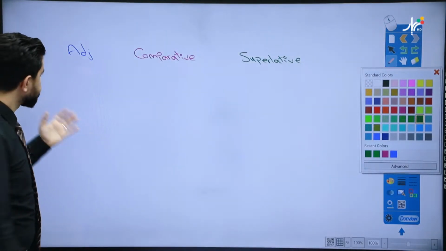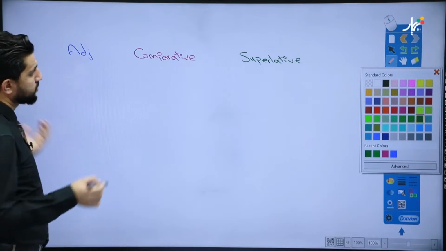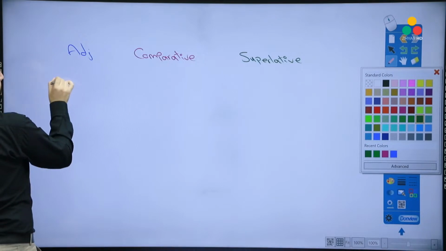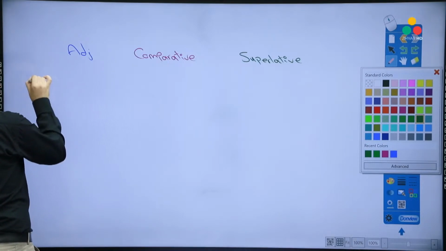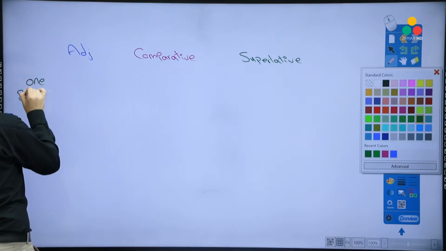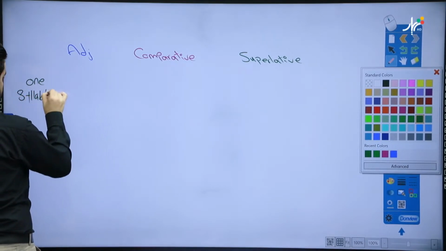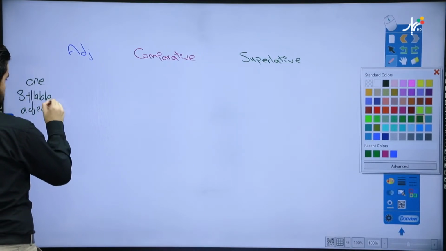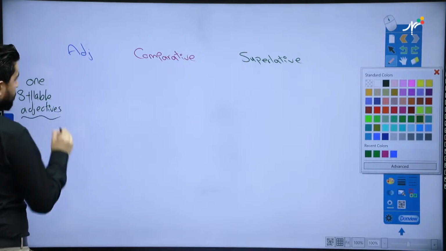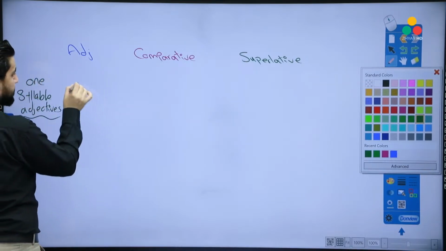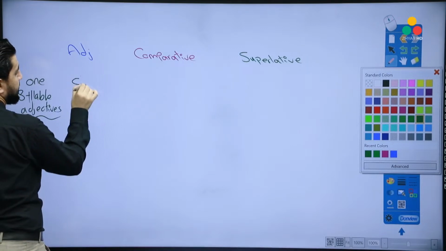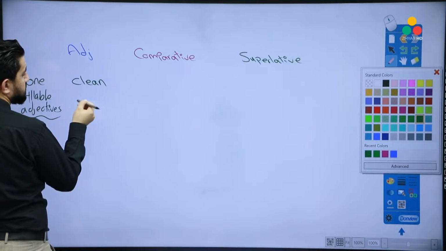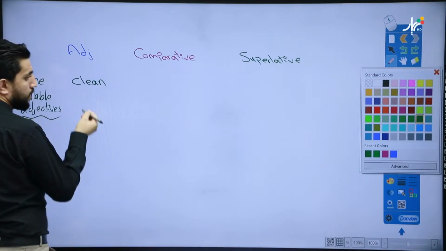So for example, if we have an adjective here, let's take one example: for one-syllable adjectives. How do you know it's one syllable? Let's take one word as an example, for example, clean.